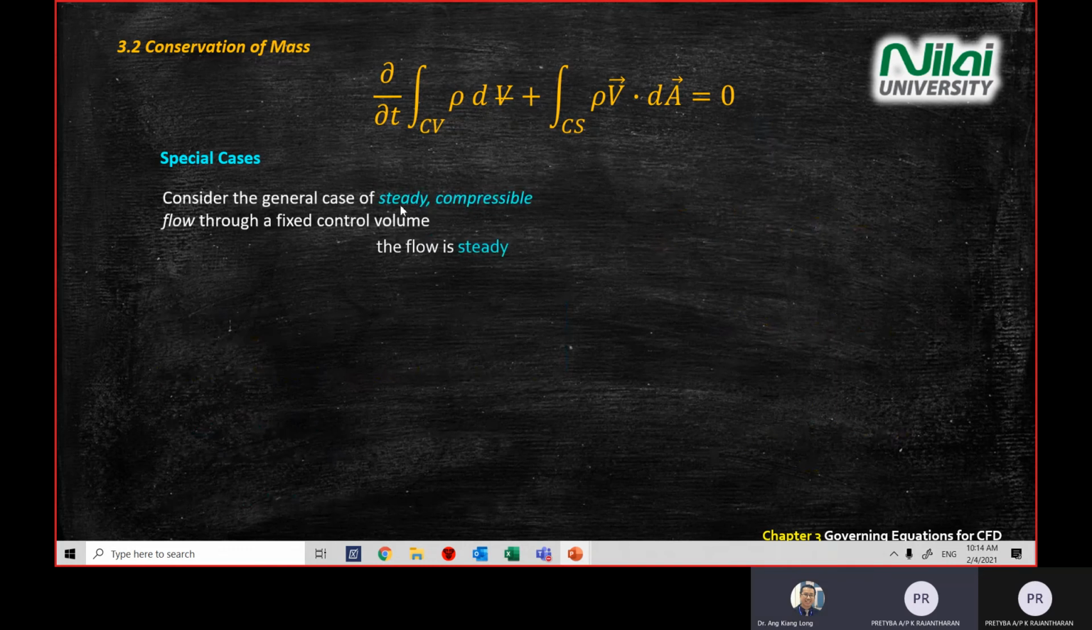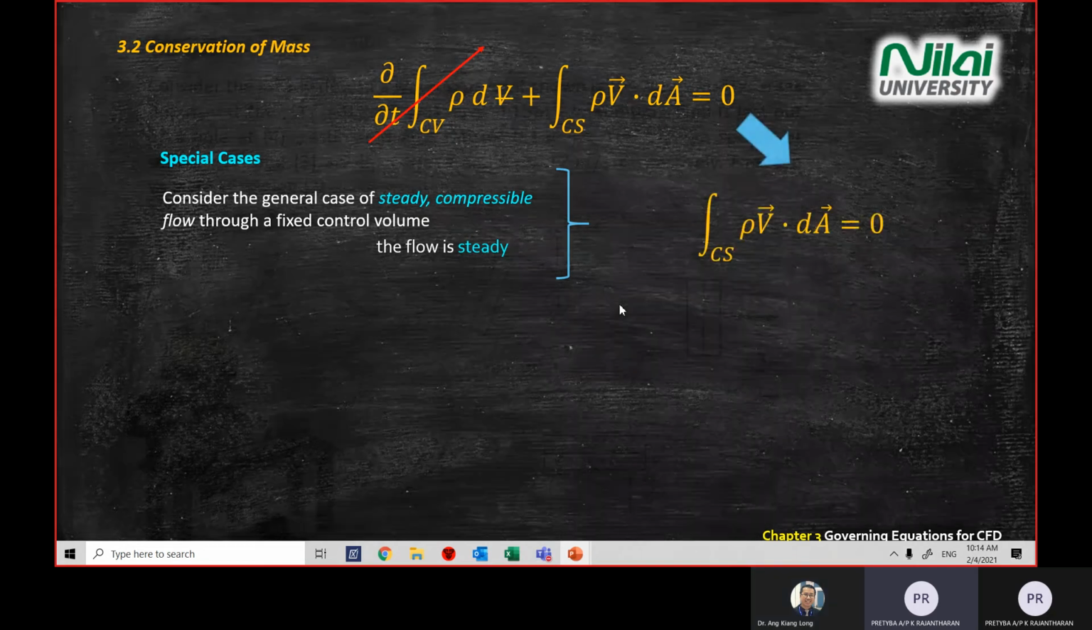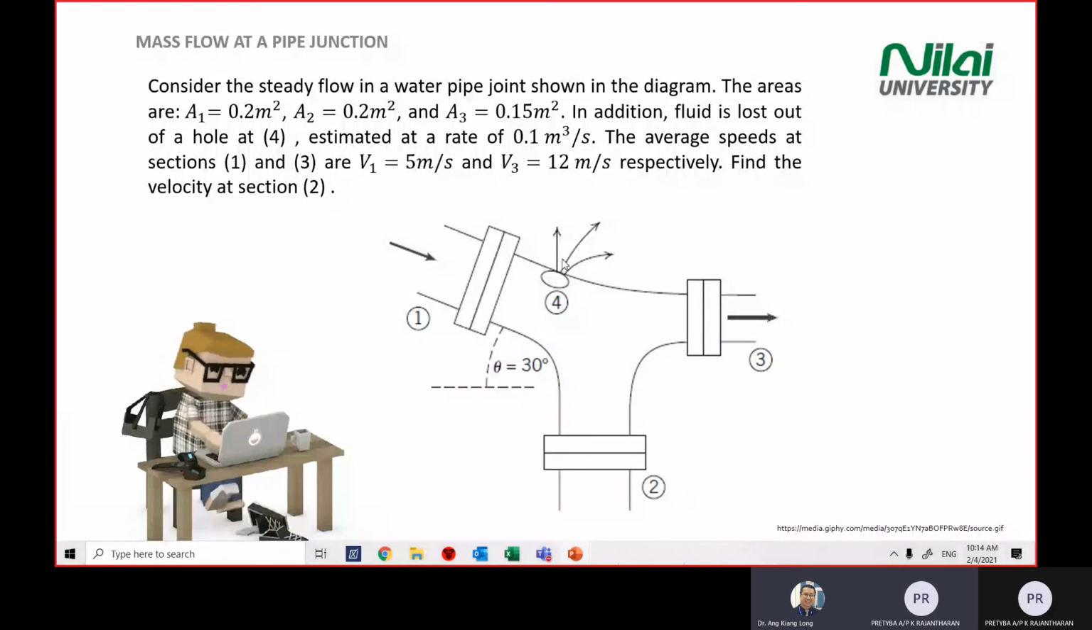If you have a steady compressible case, then the computer will cancel the first term in the equation. So you will set the first term equal to 0. Then you will run the calculation for the second term, which is where you will focus on the control surface. All right, so let's look at one example that you will see in your handouts.